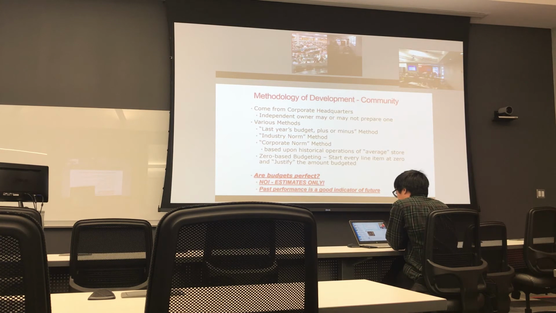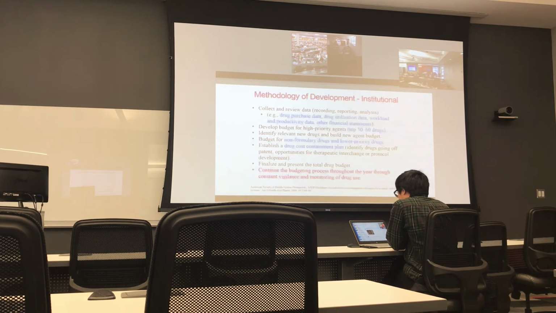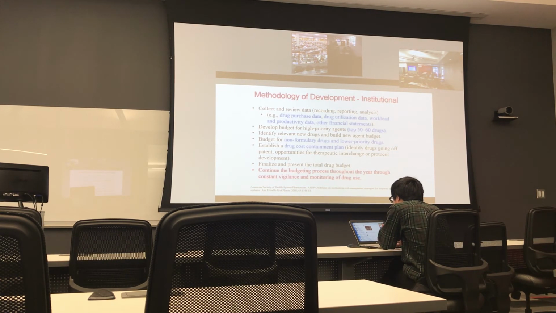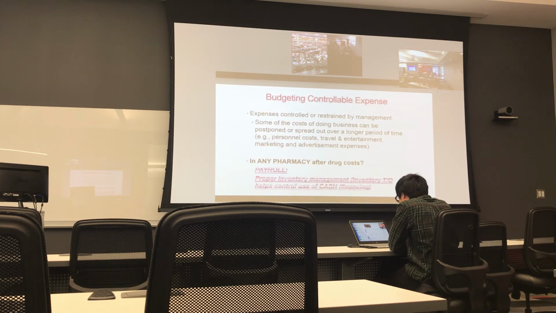This one, we won't go through because we'll do that on Friday. Institutional, there's an actual paper, the ASHP guidelines on medication cost management strategies. It's from 2008, but they continue the budgeting process throughout the year through constant vigilance and monitoring of drug use. So it's got to be important if they wrote a paper on it and it got published, right? And what's the most controllable expense? Payroll, and then proper inventory management.